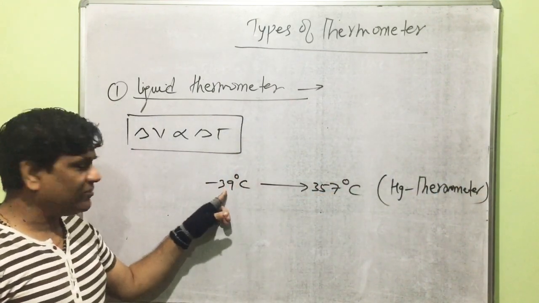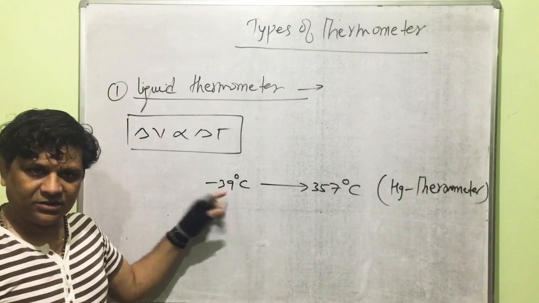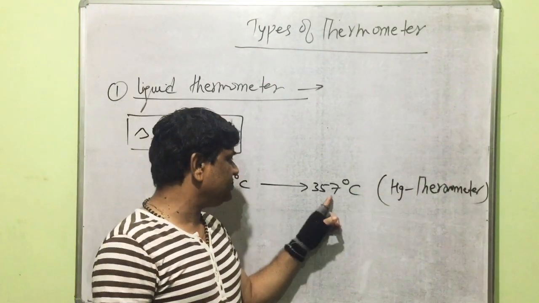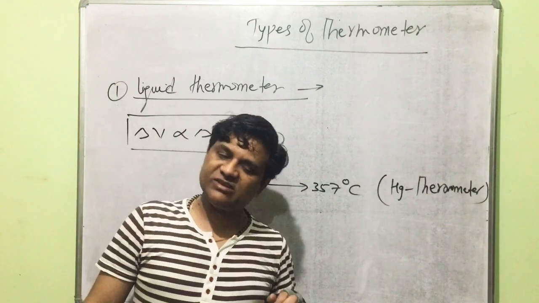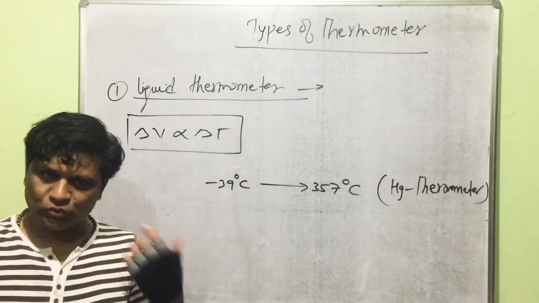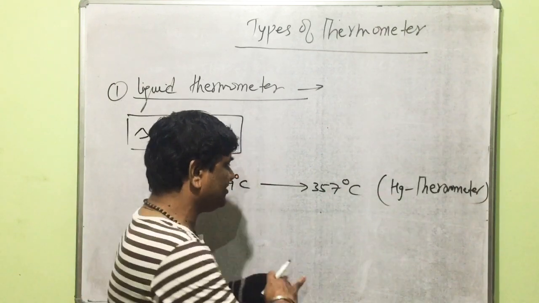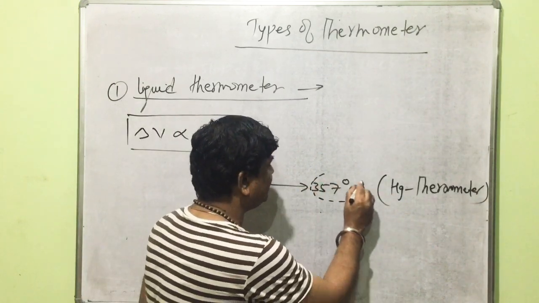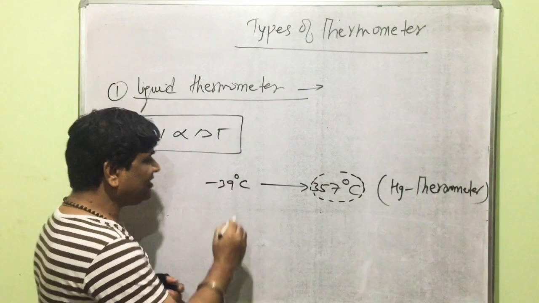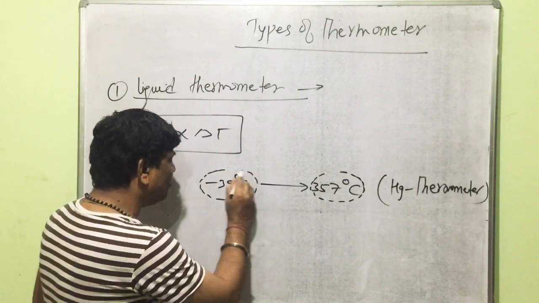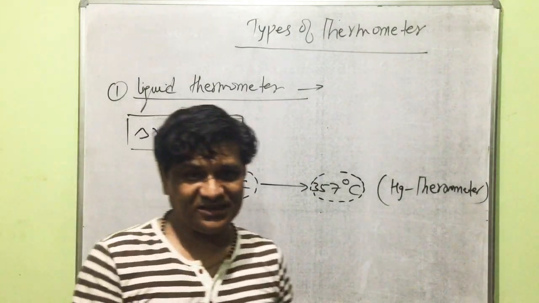Lower temperature range of mercury thermometer is minus 39 degrees Celsius. Upper temperature range of mercury thermometer is 357 degrees Celsius. Now a few questions arise here. Why can mercury not measure the temperature above 357 degrees Celsius? Why can mercury not measure the temperature below minus 39 degrees Celsius?